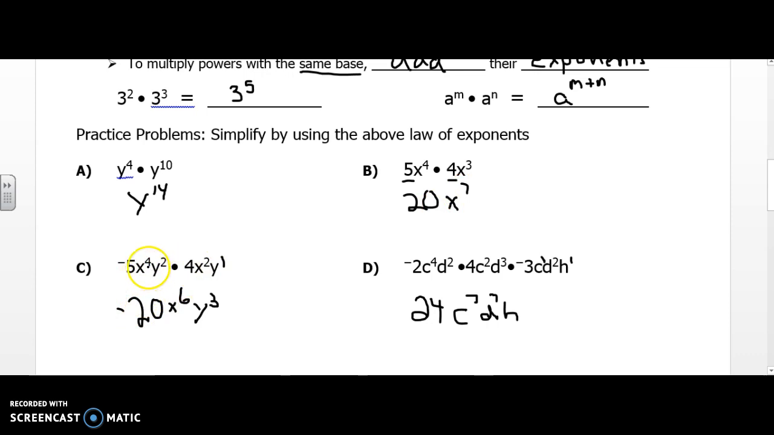Then I go ahead and add the exponents. 4 and 2, these are like powers, they have the same base. So 4 plus 2 gives me 6. Y to the second, y to the first gives me y to the third. Again, they have to be the same base, so I can't combine these together.